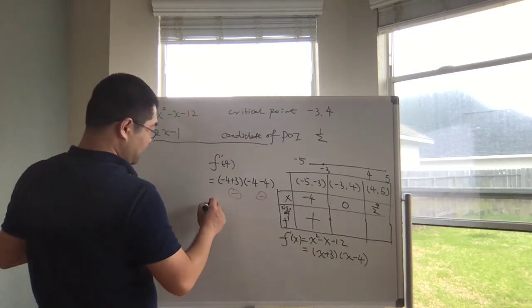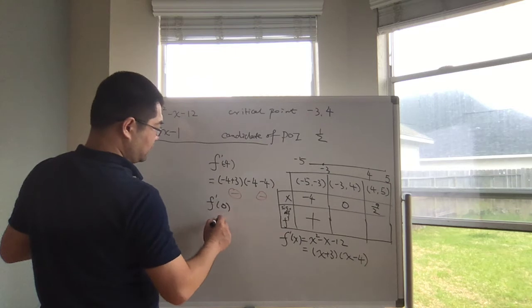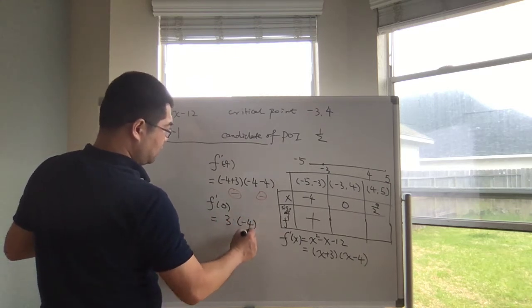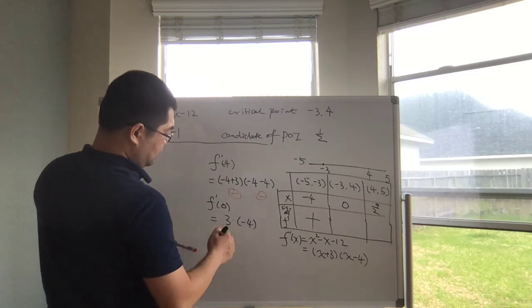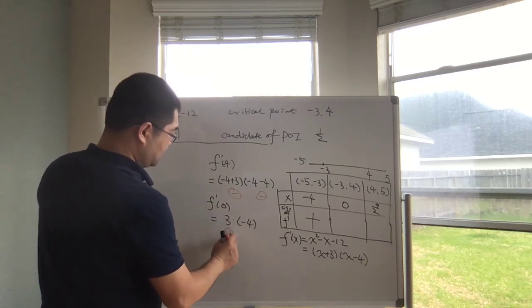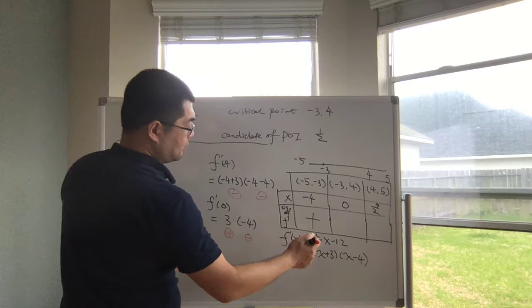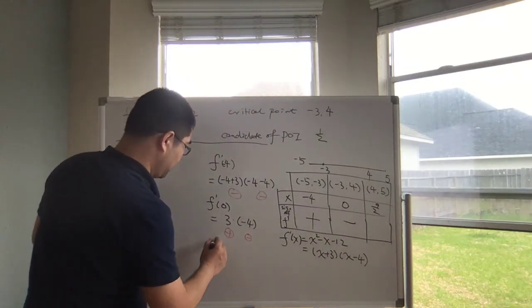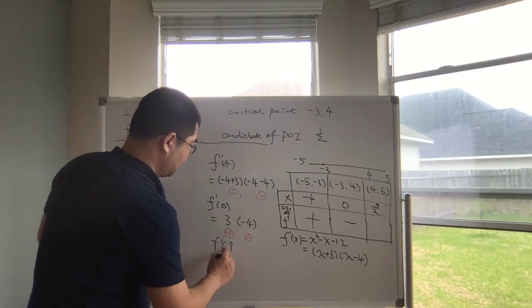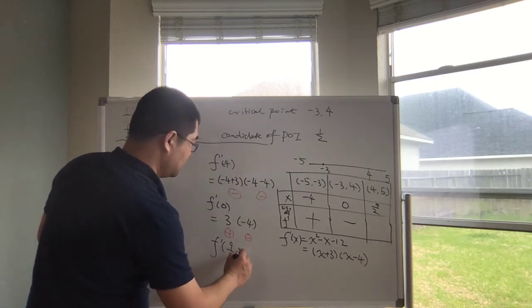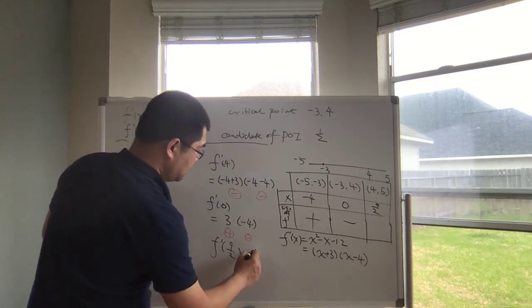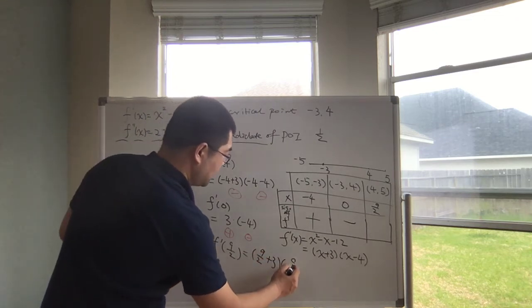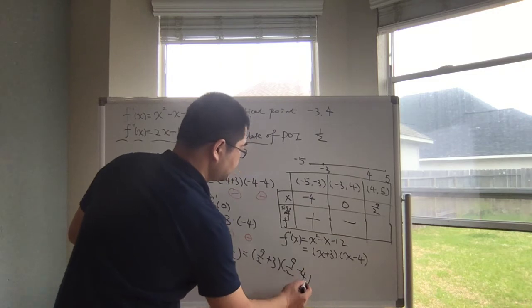And f prime evaluated at 0, as you can see, you're going to have 3 times -4. Again, a positive sign times a negative, so it's going to be negative here. And f prime evaluated at 9/2, so it's 9/2 plus 3 times 9/2 minus 4.